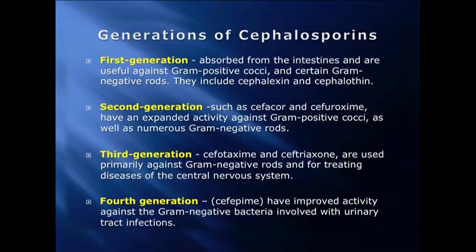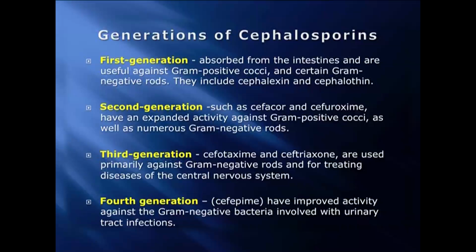However, there is a second generation of the cephalosporins, which have a much wider range of antimicrobial activity, because this second generation acts against the gram-positive cocci as well as numerous gram-negative rods. The first generation acted against certain gram-negative rods, while in the second generation we find that numerous gram-negative rods are inhibited by the action of the second generation of the cephalosporins.